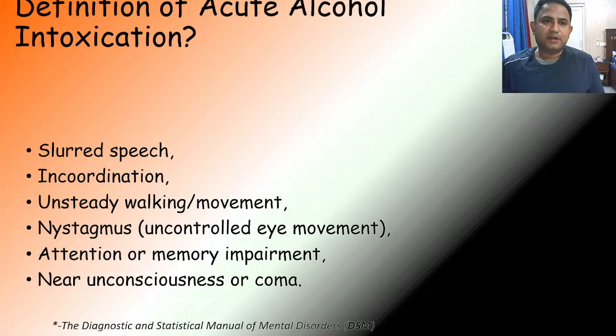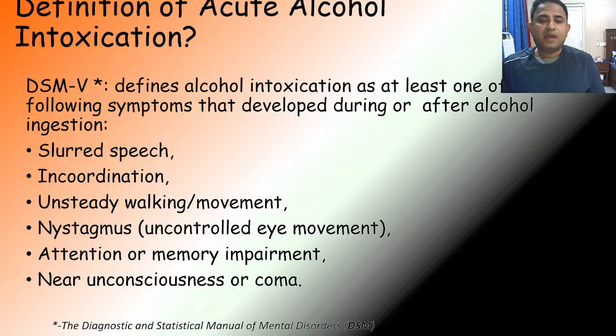What is the definition of acute alcohol intoxication? As per the Diagnostic and Statistical Manual of Mental Disorders 5, acute alcohol intoxication will be defined if any one of these 6 features is present during or just after ethanol ingestion. Those 6 features are slurred speech, incoordination, unsteady gait or movement, presence of nystagmus, attention or memory impairment, and stupor or coma.